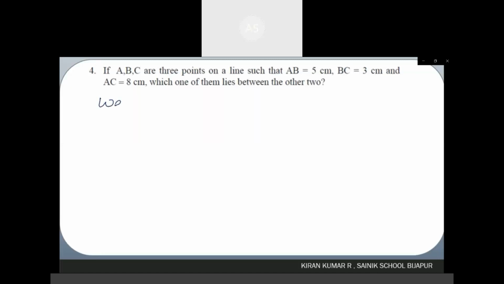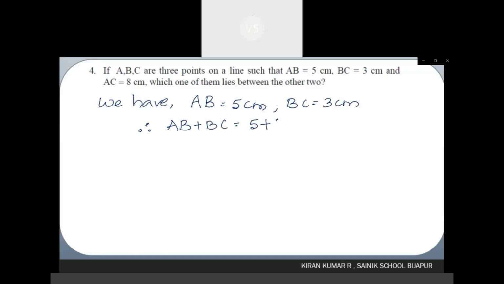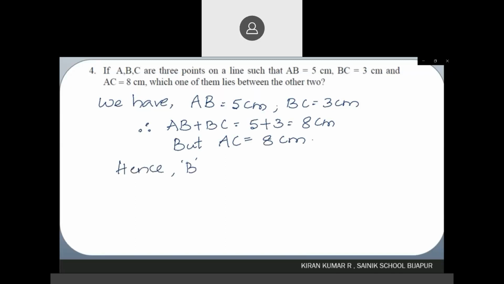You observe this. We have AB equal to 5 centimeters, BC equal to 3 centimeters. Therefore, the sum AB plus BC is 5 plus 3, 8 centimeters. But they have given the length of AC as 8 centimeters. So point B is in between. Correct, B lies between A and C.